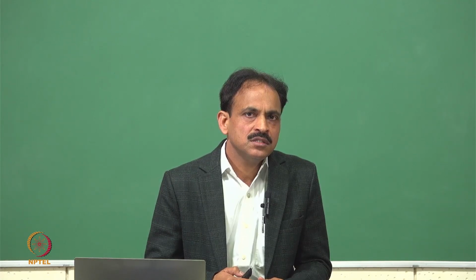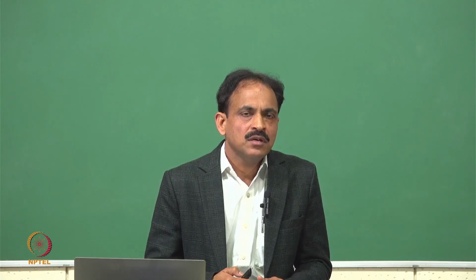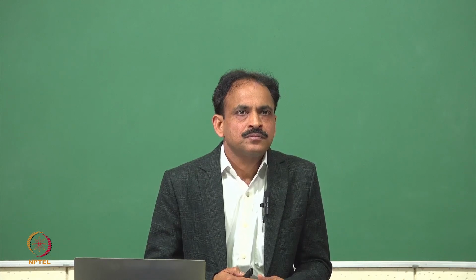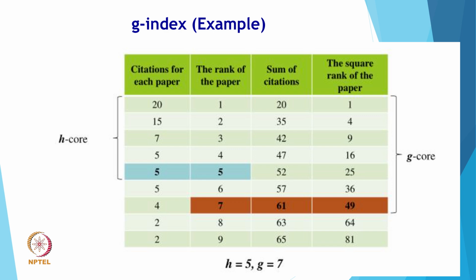The limitation of G-index is that it is not as widely accepted as the H-index. This slide shows how the G-index is calculated. So in this slide you can see the H-index is 5 and the G-index is 7.